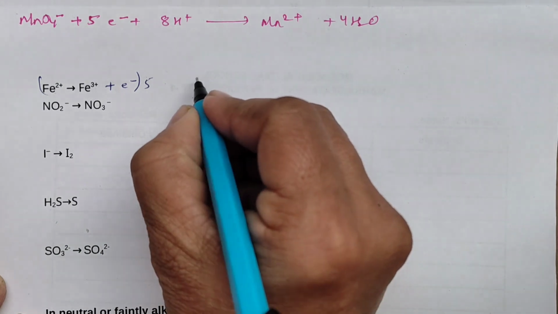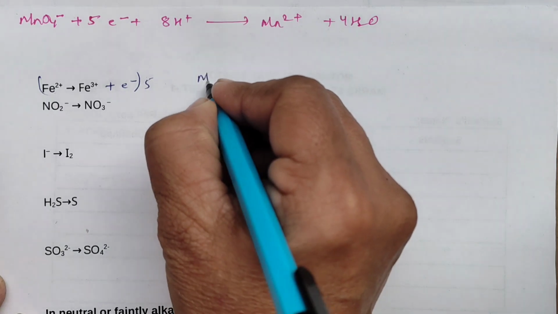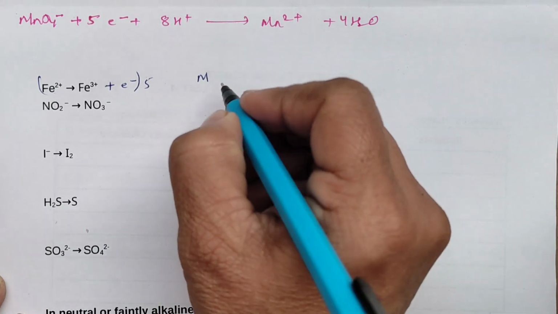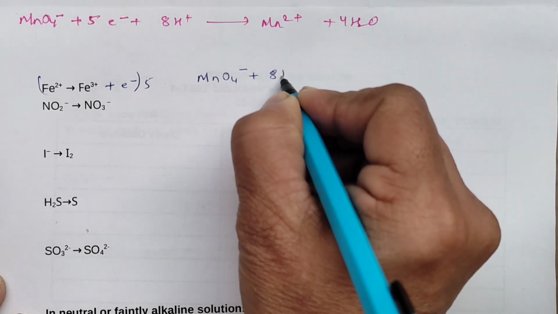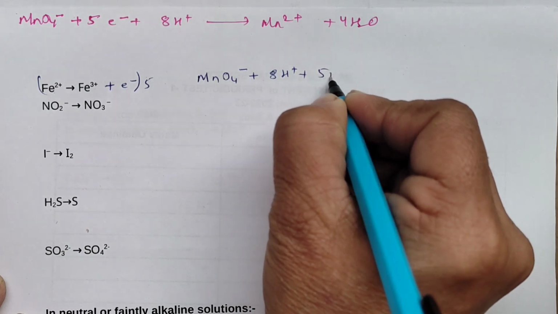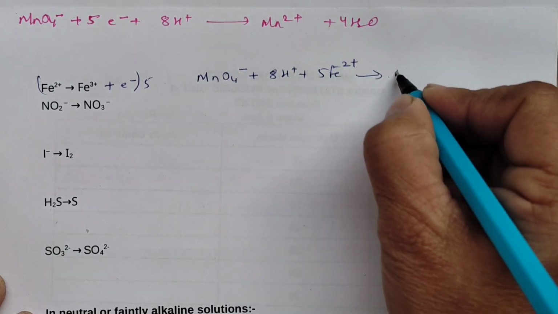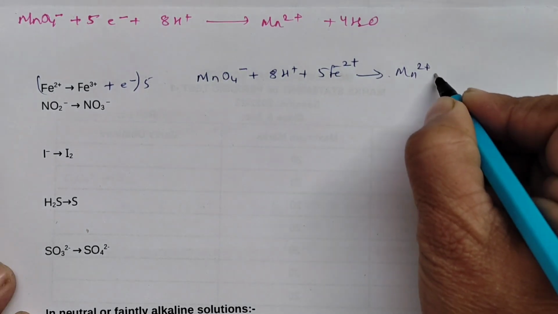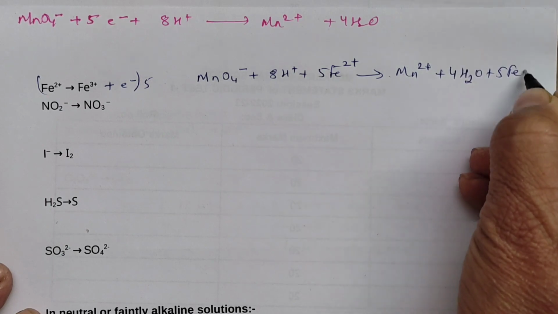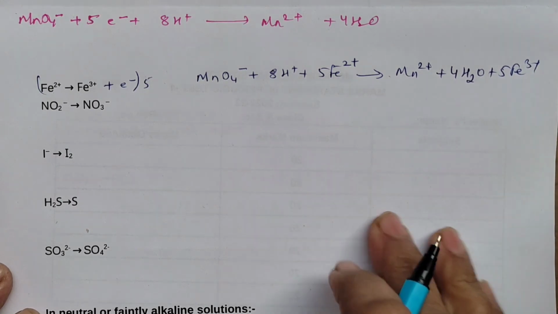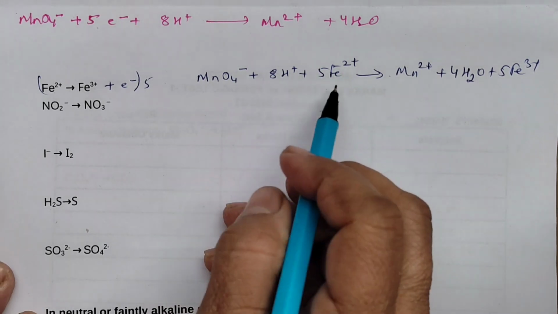That's it. So let me write down the final equation. The first equation need not be multiplied with anything because that is only 5, and this only had to be made 5. MnO4 minus, electrons will not be there, 8 H plus, you will have 5 Fe2 plus. It will give you Mn2 plus, 4 H2O, plus 5 Fe3 plus. That's it. So you have added permanganate to ferrous to ferric.